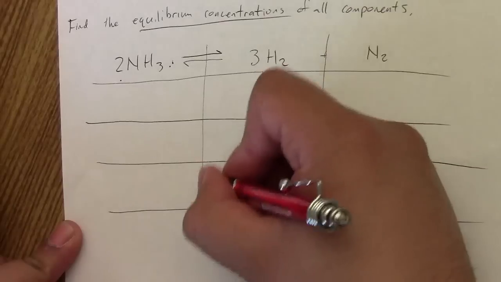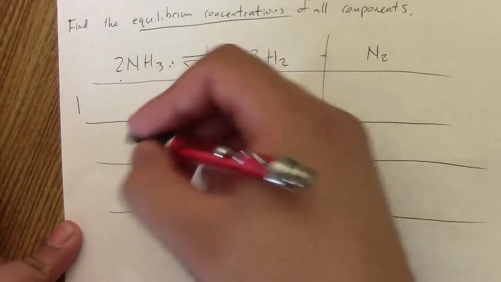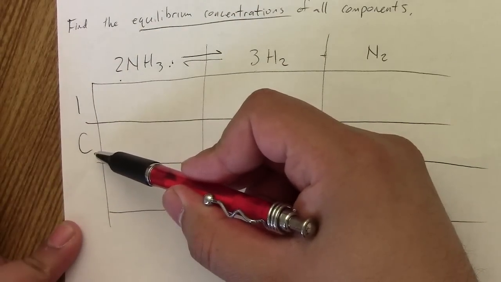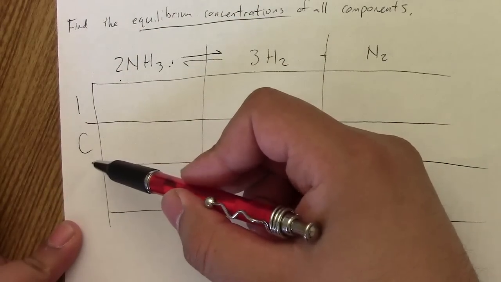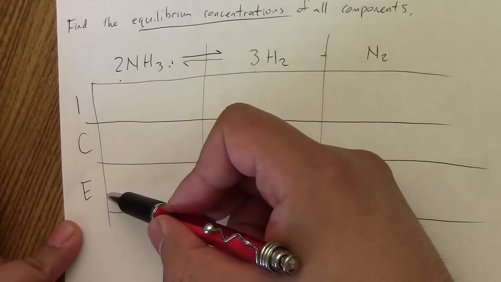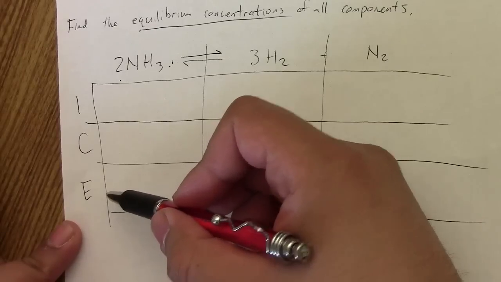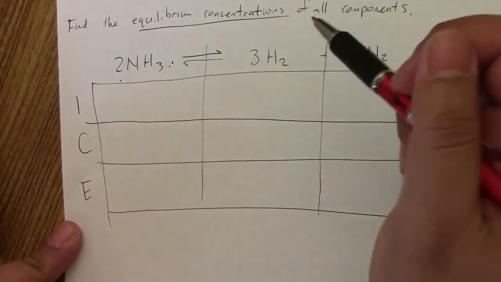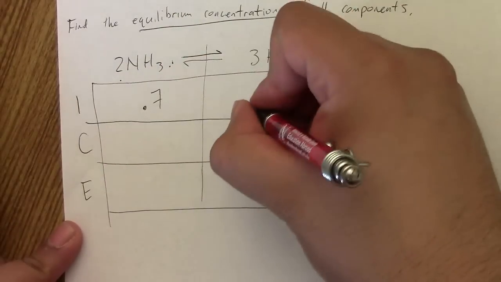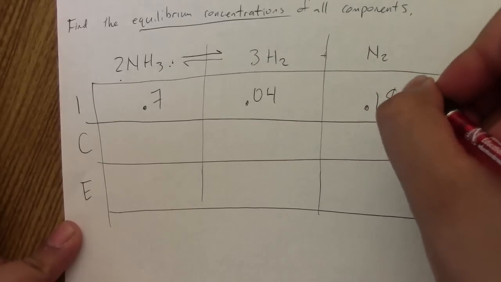All right, looks good. So I, initial concentration. We have that. C, change in concentration. We pretty much have that, but we need to write it down. And then E, our equilibrium concentration. We're not going to have a number for that, but we are going to have what we call an expression for that. Let's get to it. So for our initial concentrations, let's write those in. We have 0.7 molar over here. We have 0.04 molar there. And we have 0.18 molar over here.